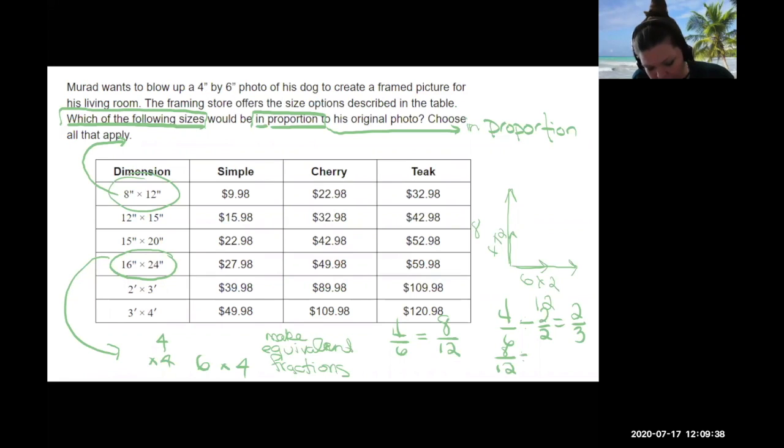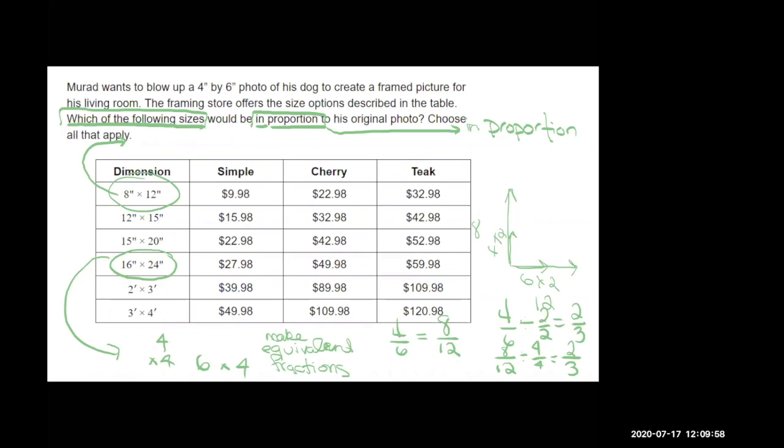I can reduce it by a factor of 4, and it also gives me a relationship of 2 to 3. Any one of these that reduces to a relationship of 2 to 3 is equivalent. Knowing that, do you see any others that are equivalent? Maybe 12 by 15. Let's take a look.